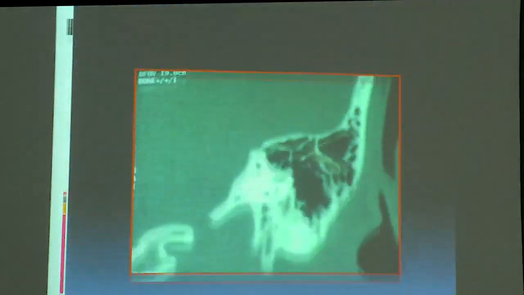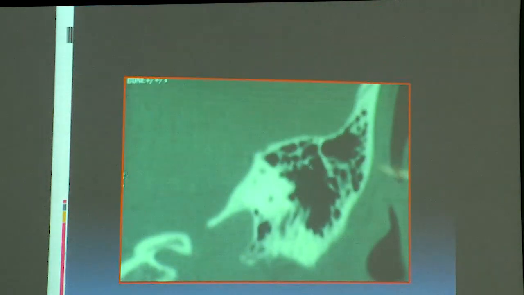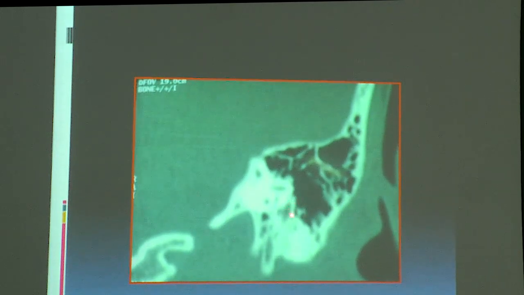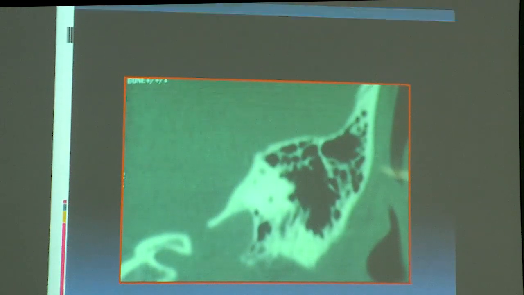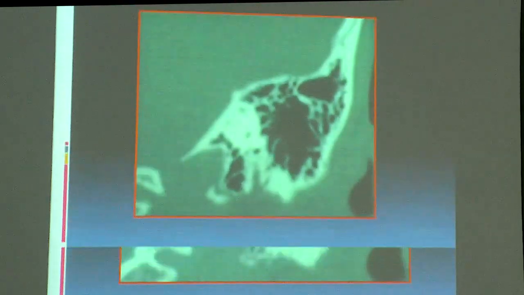Let's go a few cuts and you can see here that the vertical segment has started to come down and this is the styloid. So the vertical segment is lying lateral to the styloid process. Okay. So if you have gone through to the styloid process, it means you have gone through the facial nerve during parotid surgery.